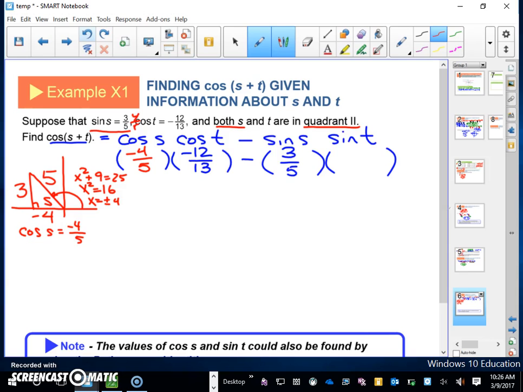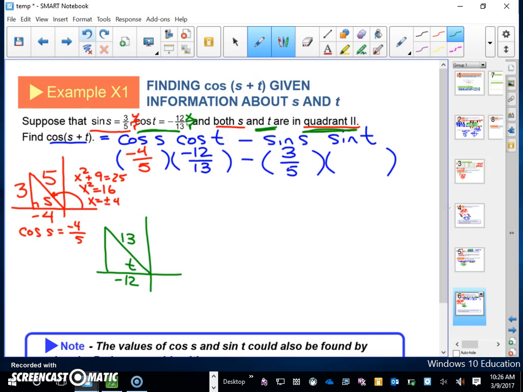I don't know the other one yet, because the other one's talking about t. Sine t, I need to know something about t. So I'm going to draw a different picture of t in the second quadrant. Pretty much do the same thing. Now notice what they gave me this time: they gave me cosine, and I know cosine is x over r, so my x over r looks like that.